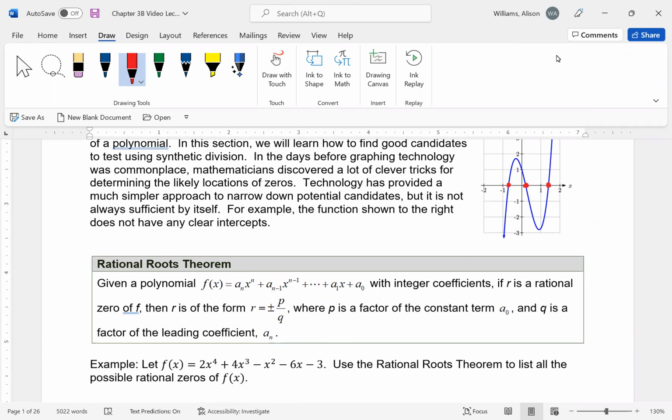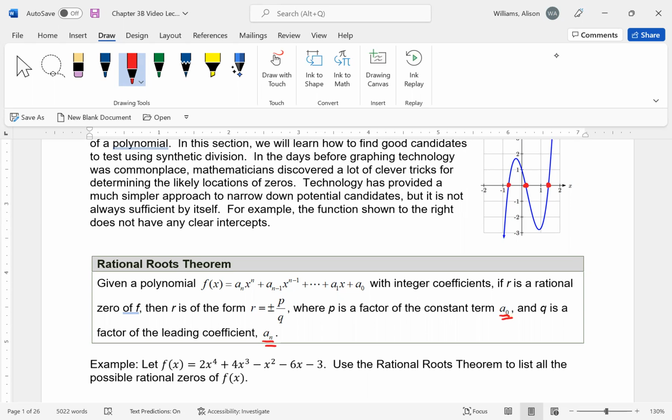So if we have a polynomial where the coefficients are integers, and we're trying to find a rational zero, rational is another way of saying a fractional zero of the function, then it's going to be in the form P over Q, where P is a factor of the last term and Q is a factor of the first coefficient. I said term, but it's first coefficient.